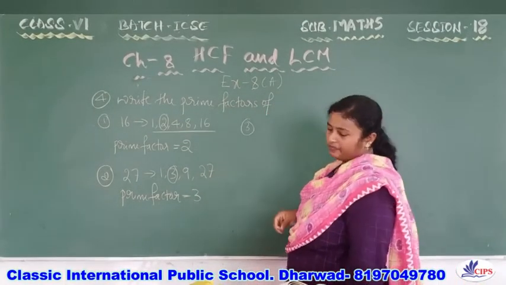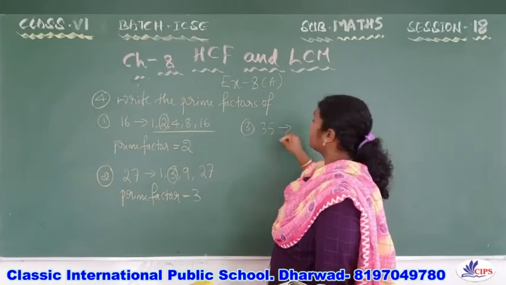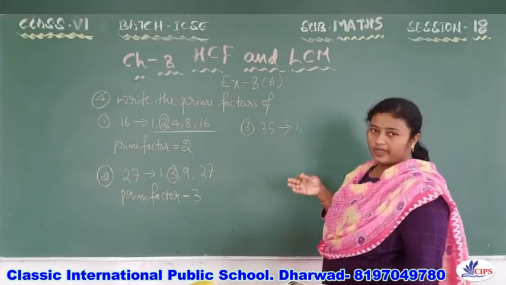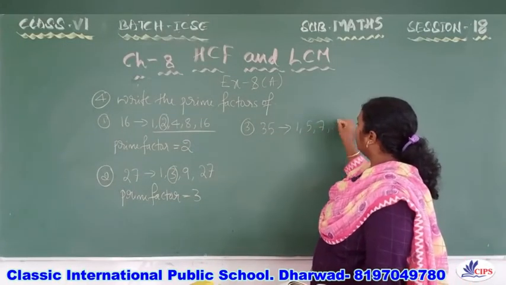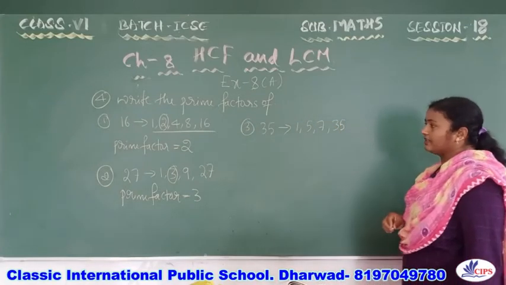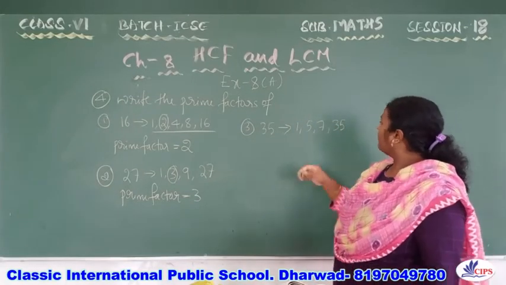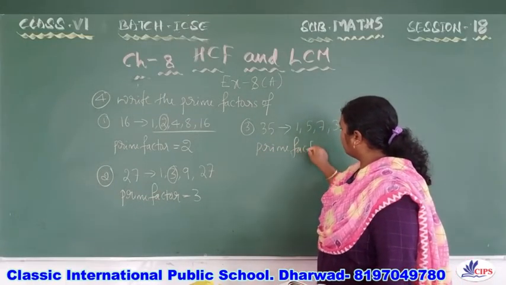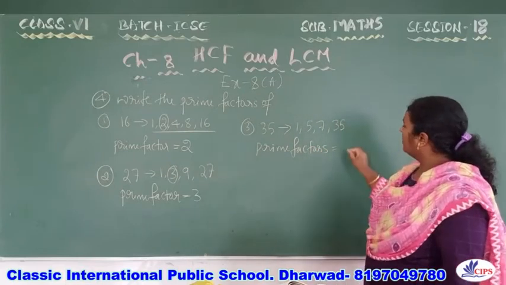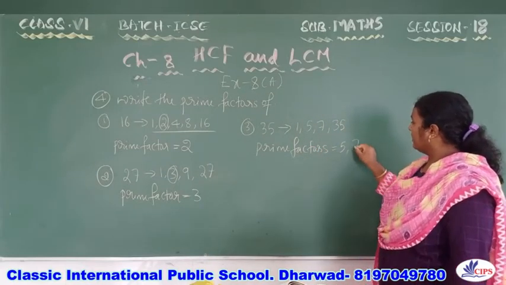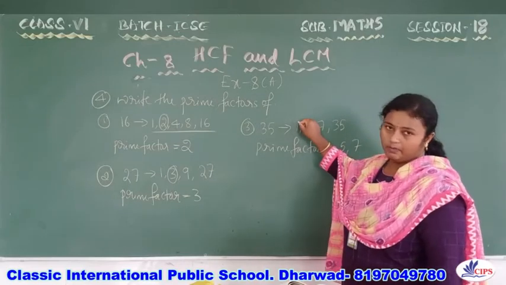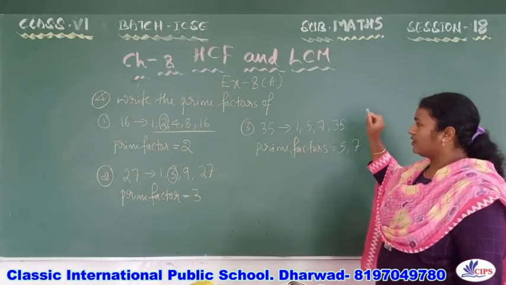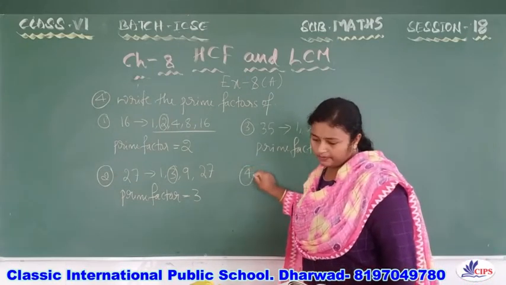So question number 3 is 35. First write the factors of 35. It is 1, then no 3, directly 5, 7 and then 35. These are the factors of 35. Prime factors of this number are 5 and 7. 1 is neither prime nor composite, so don't take 1. So the prime factors are 5 and 7. 35 is composite.